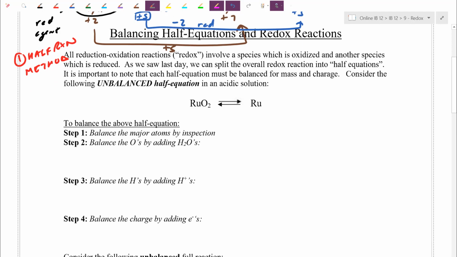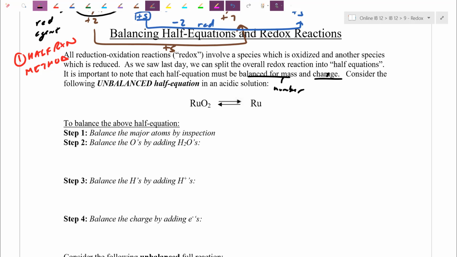We can split them into two half equations here. Each half equation, as well as the full equation, has to be balanced for mass. So that's sort of balanced for number of atoms. That's how we've been balancing conservation of mass. The number of atoms has to be the same on both sides, but we also need to balance for charge. The total charge doesn't have to be 0, but the total charge has to be the same on both sides. This guarantees that I have the same number of electrons on left side and right side.